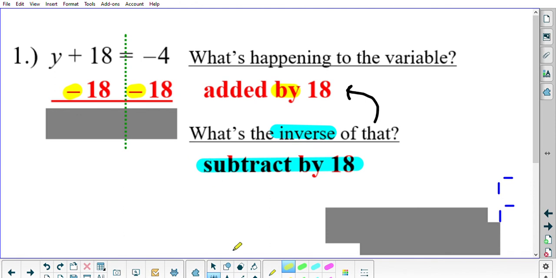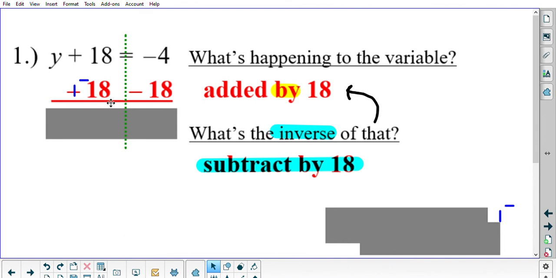But what about these dashes that I just wrote underneath here? Well, they are subtraction. How do I know? Because remember what that came from. That came from me saying that the inverse of adding was subtracting. So that actually is me subtracting by 18 underneath the equation on both sides. So here we go. What do we do with that subtraction? We make it adding the opposite.